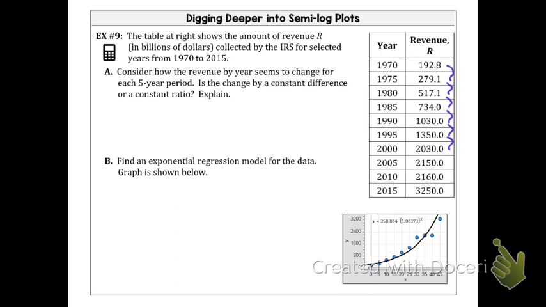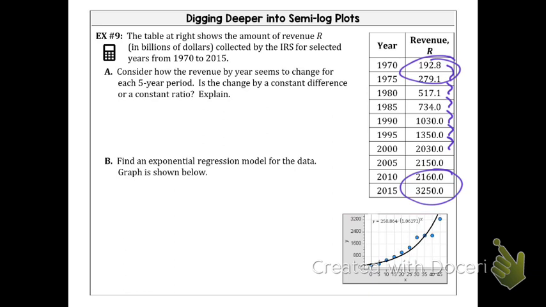What I can see here just looking at this data is I don't see any real flukes, except between these two, 192 to 279, that's less than 100. And right here, this is more than 1,000. That's not going to be a constant difference, okay? So I'm not leaning towards constant difference. I'm going to check that constant ratio.